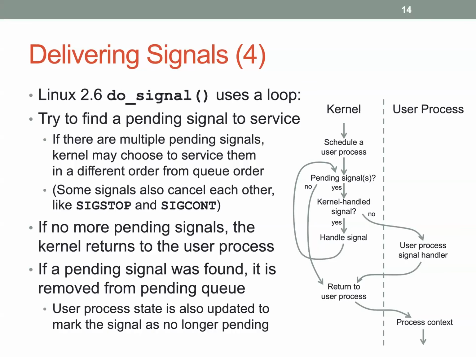Now, if a pending signal was found, it's removed from the pending queue. And it's really important that the pending signal data is removed from the pending queue and the pending bit vector before any delivery to the user process happens. We don't wait for the user process to finish before removing it from the pending information, because that would turn out to be too constraining. So when a signal is going to be delivered, we remove it from the pending state immediately.